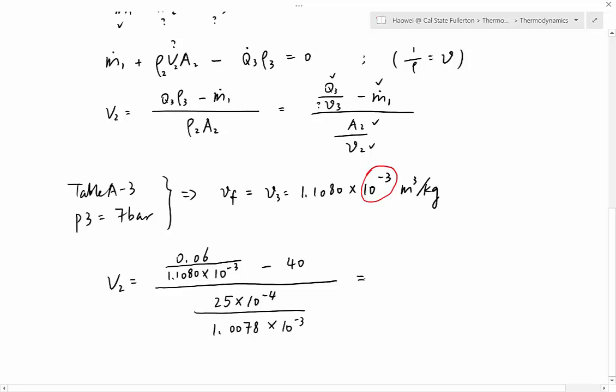So the solution is 5.7. What should be the unit of my solution? Very good. Because we used SI units for everything, the unit of the solution must also be SI. For velocity V2, it must be meters per second. That is the unit of the solution.